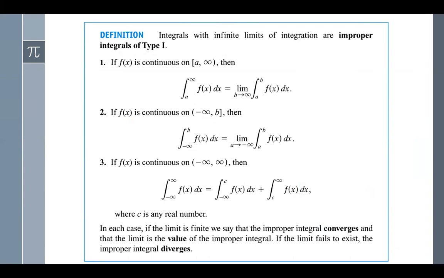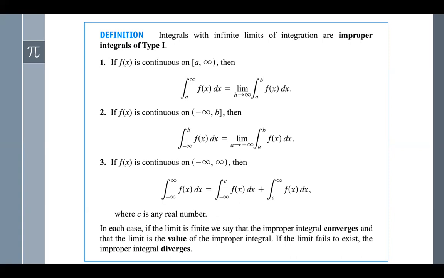The second kind is if your lower limit is negative infinity. So if you have an integral from negative infinity to b of f of x dx, write that as the integral from a to b, and then let a decrease without bound. And then number 3 is sort of a combination of those two things, the integral from negative infinity to infinity.